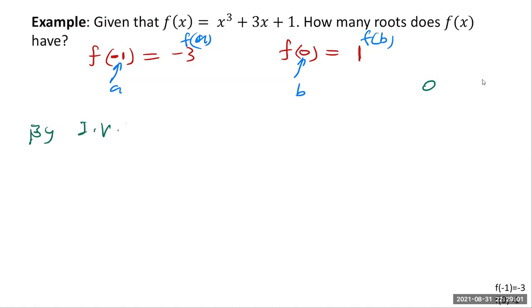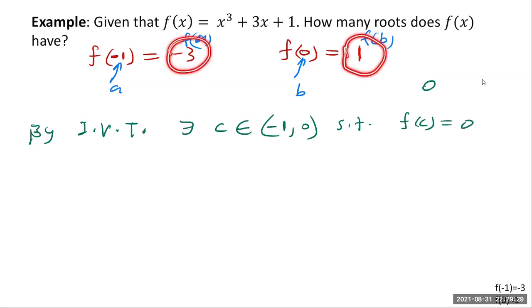So that means by intermediate value theorem, I will write IVT for the intermediate value theorem. Okay, by intermediate value theorem, there exists a c between a and b. My a is -1, b is 0, in the open interval, such that f of c is equal to 0. 0 is clearly between -3 and 1. So I need to be able to find the value c between -1 and 0 such that f of c is equal to 0. Okay, so that means I have a 0 there.